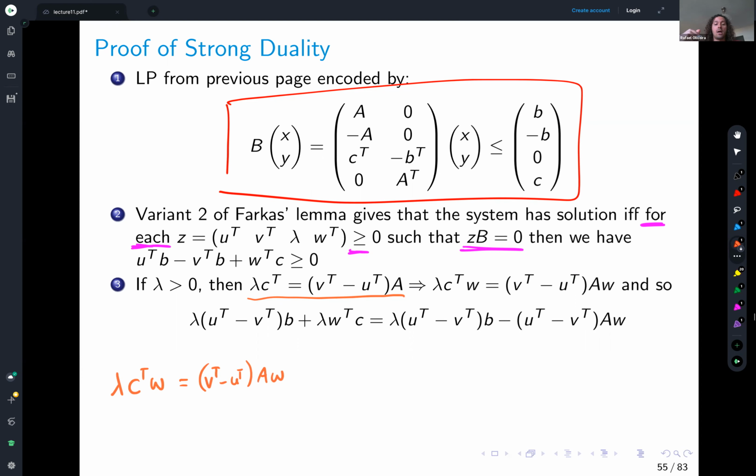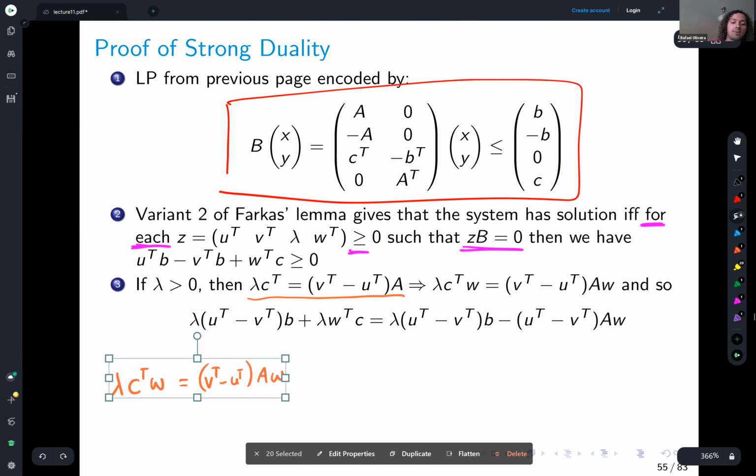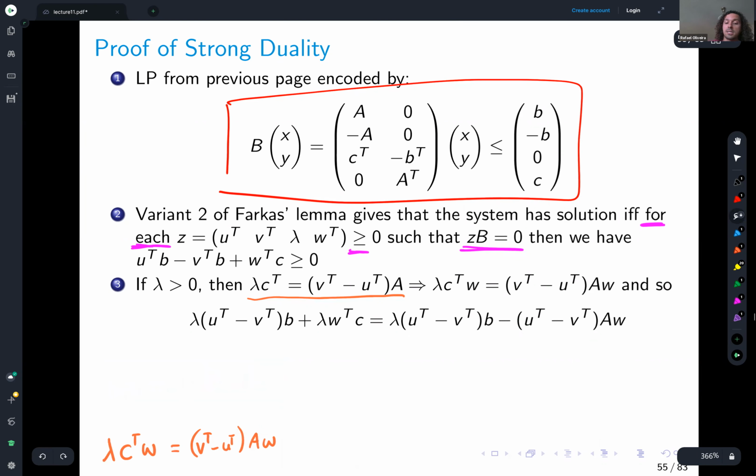But now, if we notice, what do we have here? So this is just explaining the implication here. And now, if we look at what we want to prove that is non-negative, what do we have?